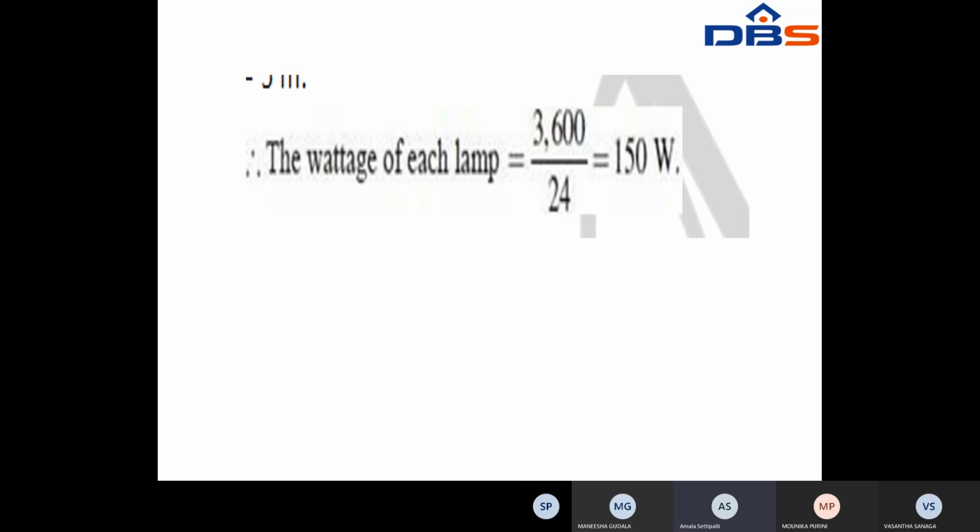Then the total wattage of each lamp. Here you assume 24 lamps. 3600 by 24 means the wattage of each lamp will be 150 watts. Why? Because the total wattage of all lamps is 3600. Whenever you want the wattage of each lamp, you take 3600 by 24, and you get 150 watts.